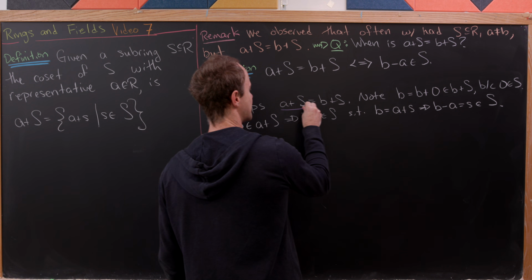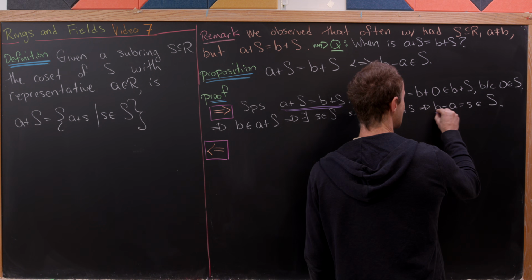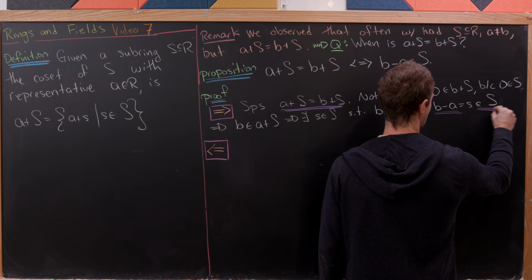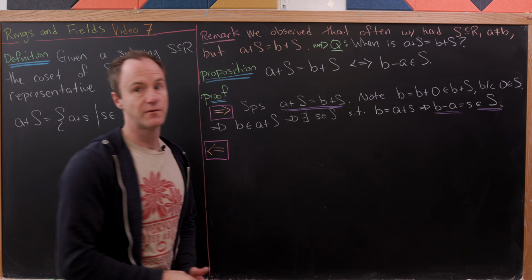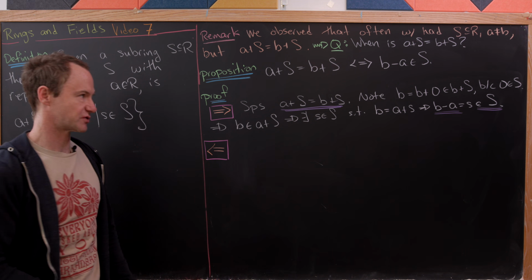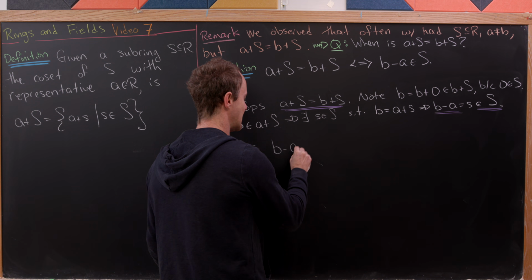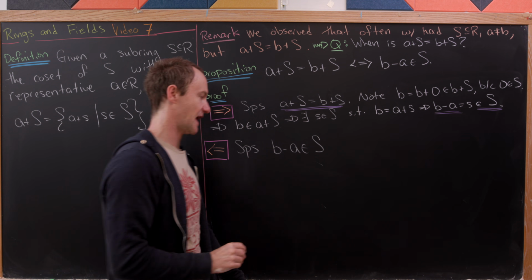We started with the assumption that A plus S was equal to B plus S, and we ended with B minus A is an element of S. Okay, so the forward direction is taken care of. Now let's work with the reverse direction. So let's suppose that B minus A is an element of S.